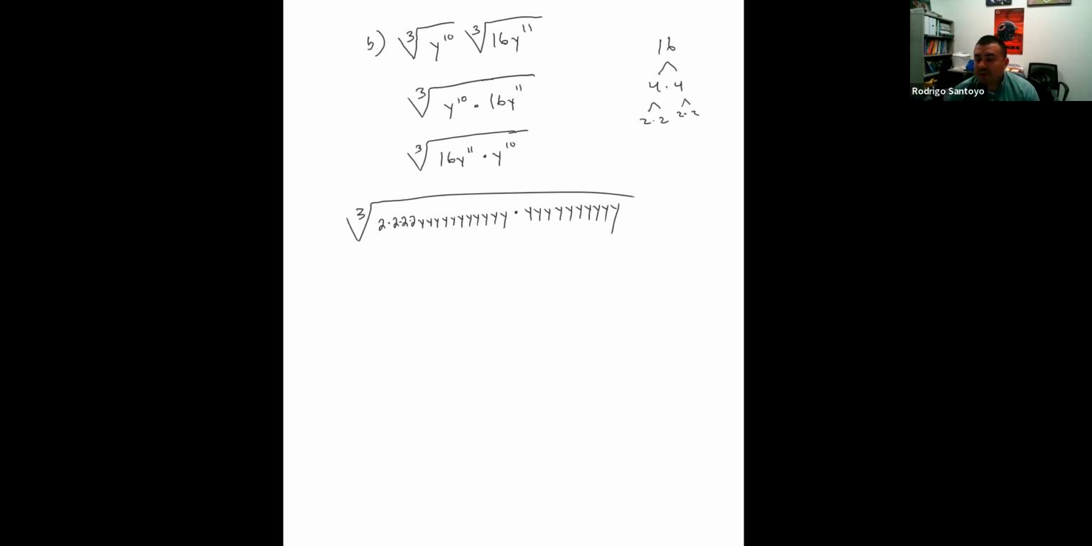And now we circle in groups of what? In groups of 3. Very good, right? So we have these 3 2s. 3, 3, 3. Those 3, 3, 3, 3. We have 2. Y, y, y, y, y, y, and y. So remember, for each one of those circles, we show one of those.